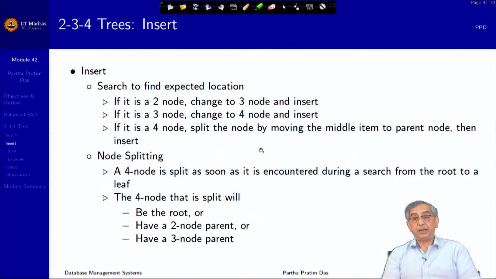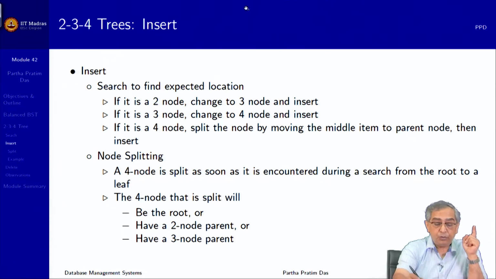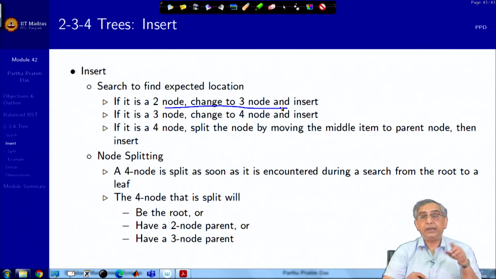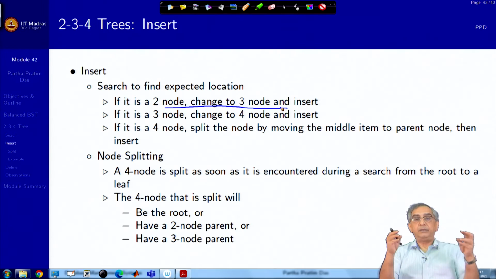Now, the question is how do you insert? To insert, you do something very simple. You try to find out by search where your value to insert is expected, like in the binary search tree. Right? That is easy to do. Now, what are the possibilities? There are three possibilities. One, that it could be a 2 node having one value. If it is a 2 node, you do not do anything further, no linking anything, you just change that 2 node to a 3 node.